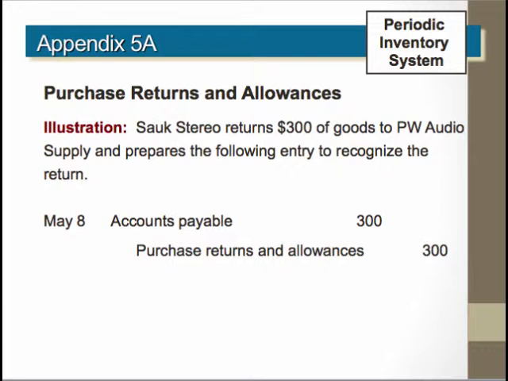When the buyer returns product to the seller, the buyer no longer owes the money, so therefore we reduce the accounts payable by the $300, and we would recognize that we returned product, not by reducing the inventory account, but rather by increasing the purchase returns and allowances account, which is a contra account to reduce the purchases.